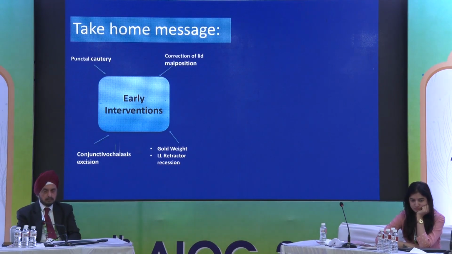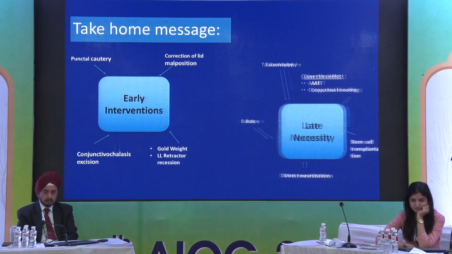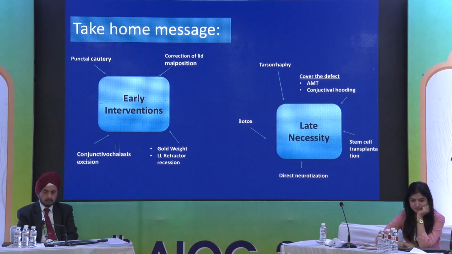So the take-home message: surgical intervention in the early stage, you can do punctal cautery, you can correct the malpositions, any conjunctival chalazies you have to remove. Think of gold weight or lower lid retractor recessions if you have blink lag ophthalmos. And in later stages, 2 or 3, you do your Botox, or tarsorrhaphy if Botox doesn't work.